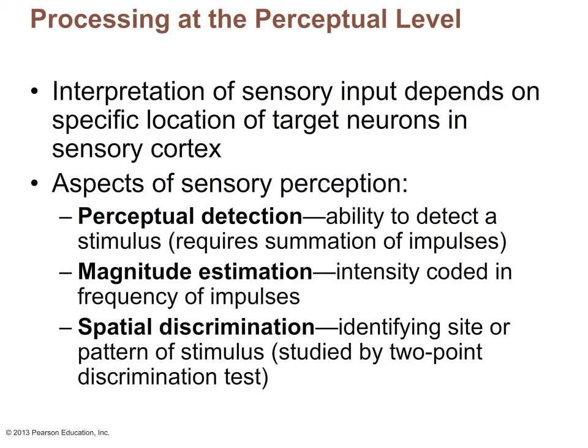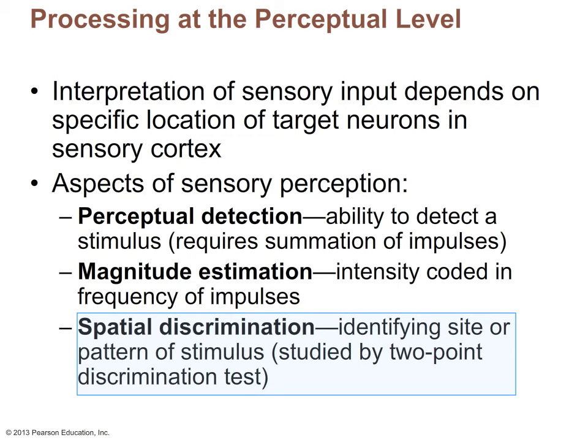Another aspect of perception, particularly of somatosensory data, is spatial discrimination. Think about your ability to stick your hand in your purse or in your pocket and feel around at all the different things that dwell there.